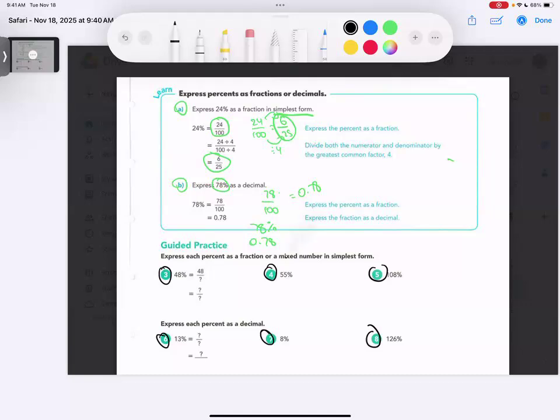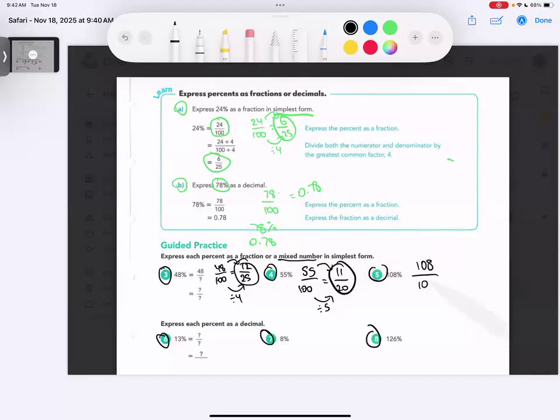Express it as a fraction or a mixed number. Now, you get a mixed number if your percentage is over 100, okay? So 48% is 48 over 100. Well, I'm going to divide them both by 4, and I'll get something over 25. Divide by 4, well, I'm going to get 12 over 25, or 12 25ths, and that would be your most simplified version. 55% is 55 over 100. I want to divide them both by 5, so I'll get something over 20. I will get 11 over 20. That's the simplest form.